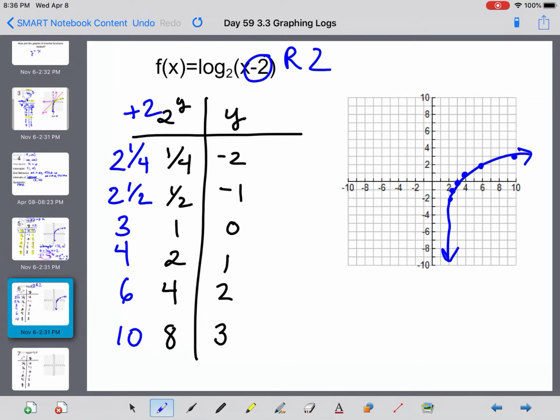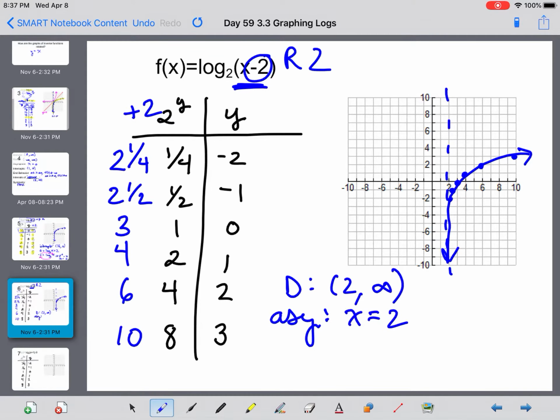So with this one, I do have a new domain. So my domain has changed, my asymptote has changed. Notice when you move it to the right 2 units, now I'm looking to see what would make 0 inside here with the x. Well, 2 is what would make 0. So I need to make sure I stay bigger than 0. So my domain is now going to shift from 0 to infinity to 2 to infinity. That moves my asymptote to x equals 2. The asymptote and the domain for our log functions are always related.